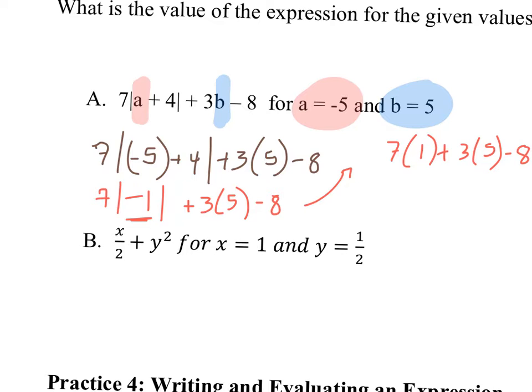And we continue with the order of operations. 7 times 1 is 7. 3 times 5 is 15. And I believe they should come out to 14.